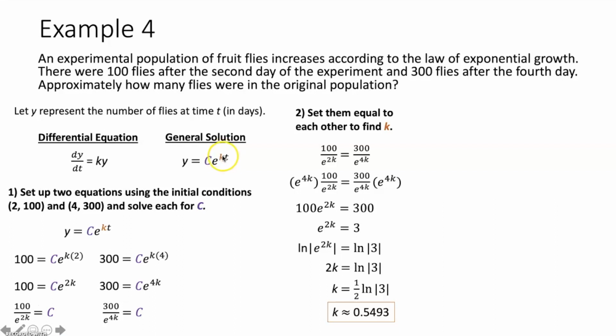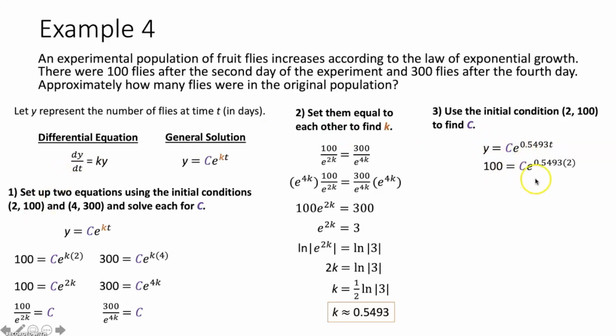And now that we have our k value, what we can do is take one of our initial conditions. It doesn't matter which one. I'm going to take this one right here, (2, 100). I'm going to take 2, plug that in for t. I'm going to take 100, plug that in for y. And then the only variable that's left will be our c, and we can solve for c. So that's what we're going to do. We're going to take our general solution, plug in our k value that we found. We're going to take this initial condition, (2, 100). You could have used (4, 300). You get the same answer. I take 2, plug that in for t. I take 100, plug that in for y. And now I can solve for c.